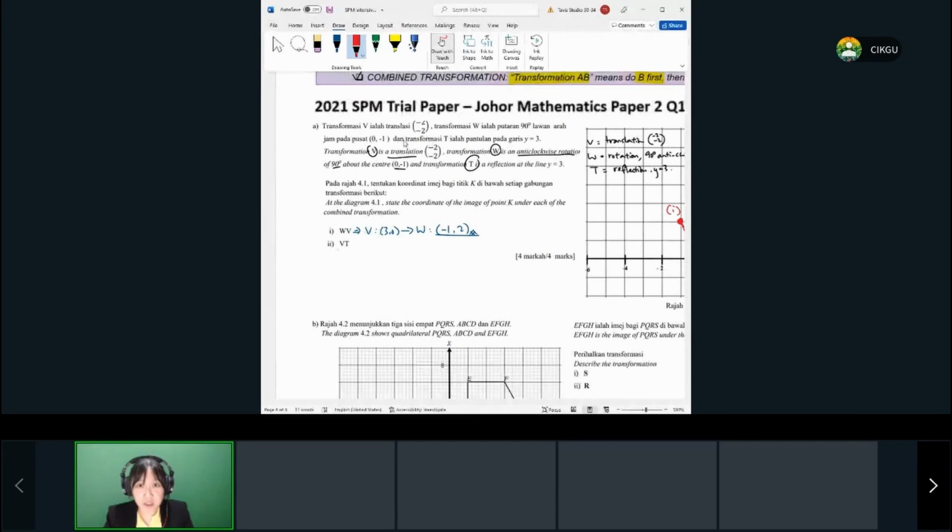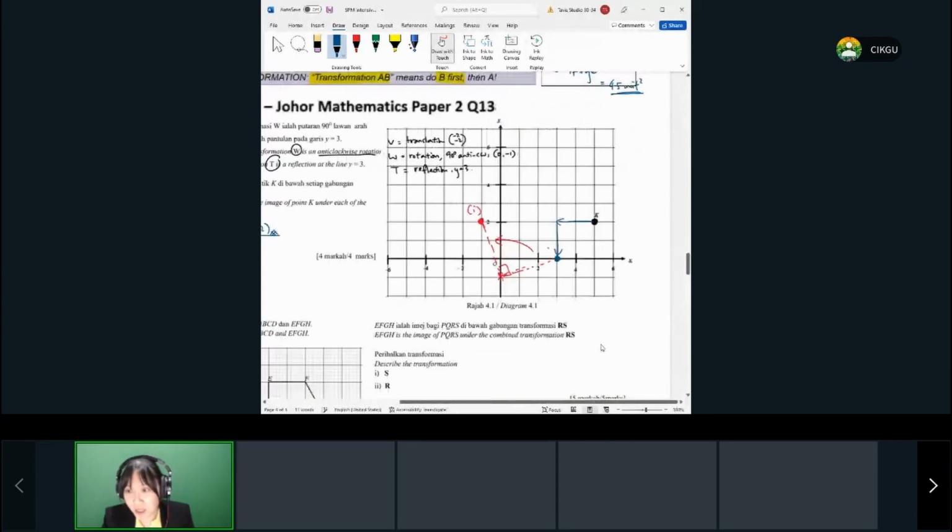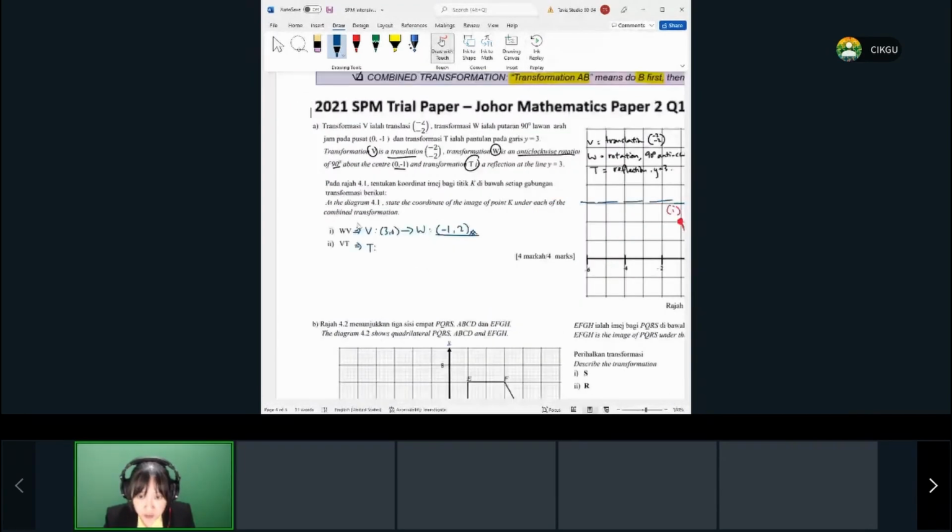Next, it's the same point, point K. We start over again, but now I apply T first. T is a reflection at y equals to 3. So where is y equals to 3? It's a line here that cuts the y-axis at 3. So I have to reflect first. That means this one will come here. Ding, right? You will reach (5, 4).